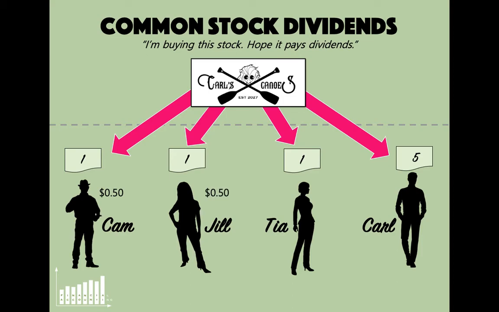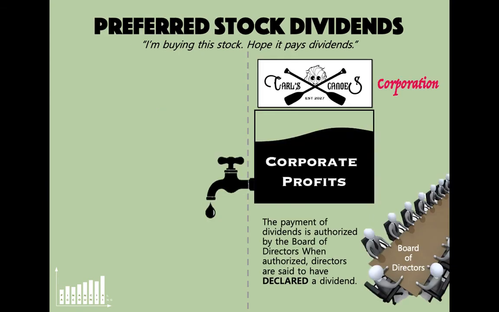Cam gets 50 cents, Joe gets 50 cents, Tia gets 50 cents, Carl gets $2.50 because he owns 5 shares. Preferred stock dividends are a little different. The journal entries are essentially the same. We still have the date of declaration, payment, all of that good stuff. But when we talk about preferred stock dividends, we have some intricacies we need to discuss.